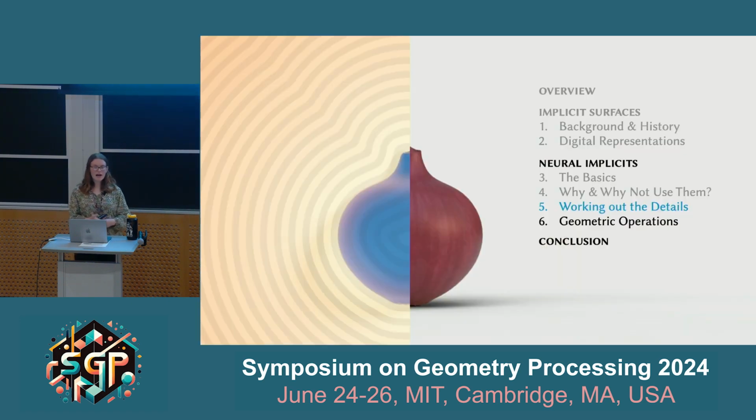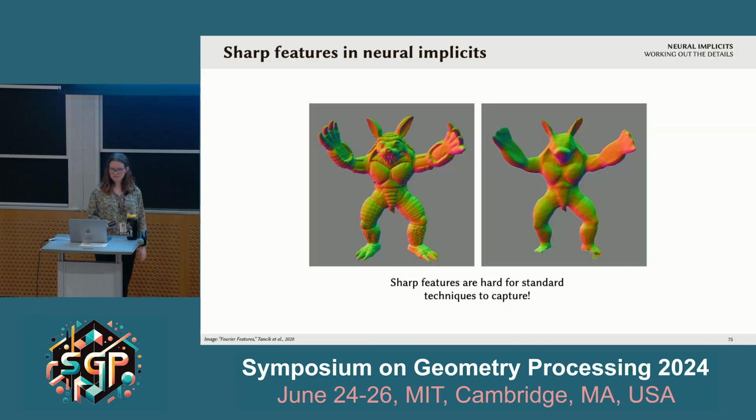With that out of the way, I'm now going to be talking about a few details that are important to know when you're working with neural implicits. Likely, if you try to use neural implicits for your own research, you might run into these details, so hopefully it's helpful to hear about them now.